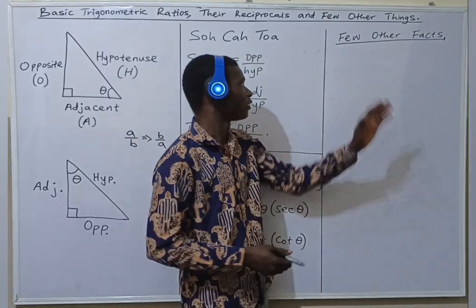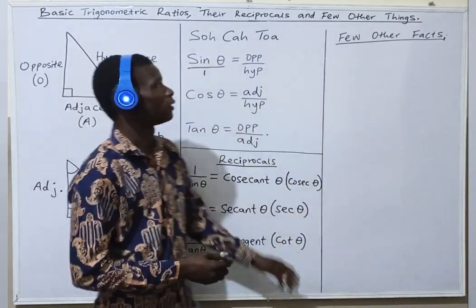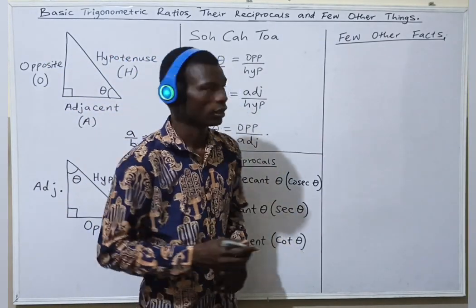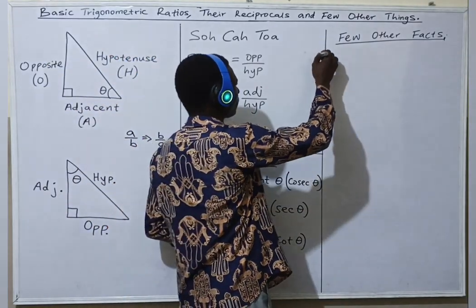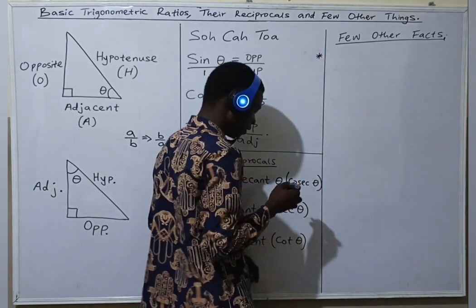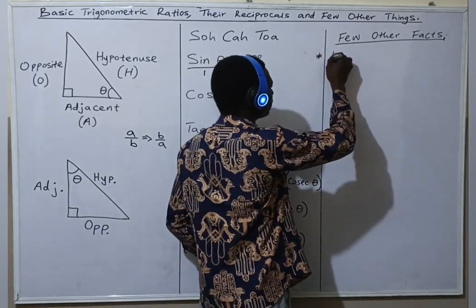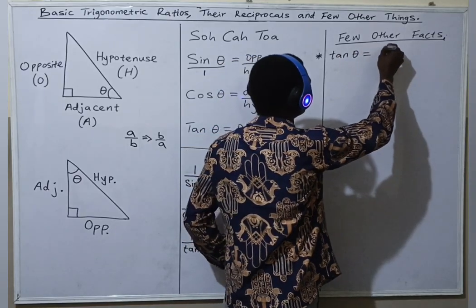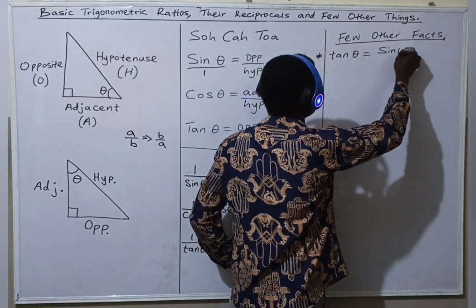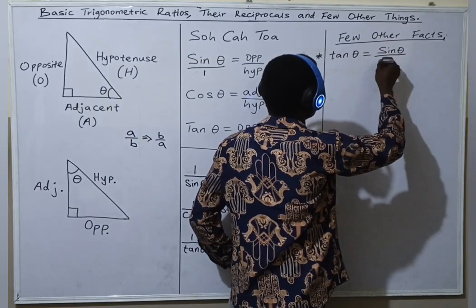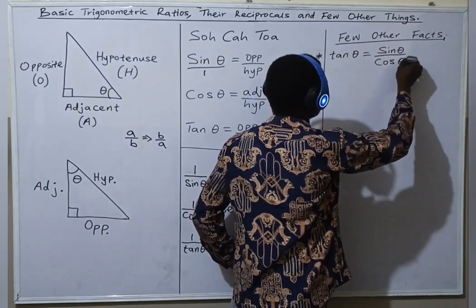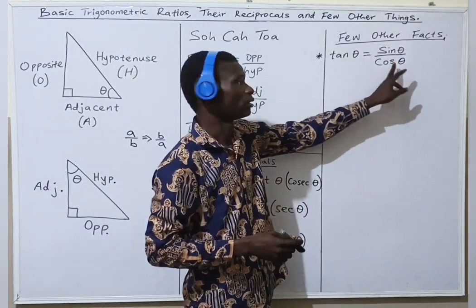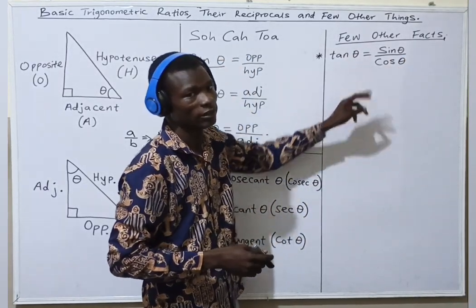Alright, a few other facts you can have under basic trigonometric ratios are: number one, tan theta equals sine theta over cos theta. It means that when you divide the value of sine theta by cos theta, it's actually going to give you the value of what? Tan theta.